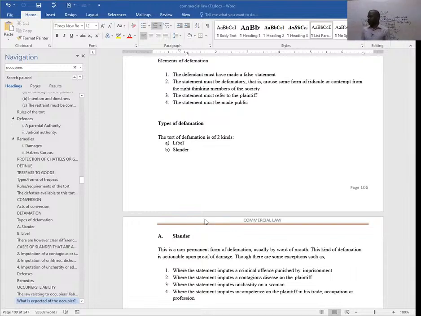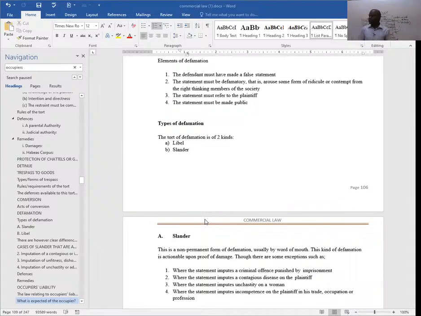This kind of defamation is actionable upon proof of damage, though there are some exceptions. If that defamation is not in permanent form, it is just by word of mouth, there must be a form of proof. So you must produce evidence, maybe a video recording, or something to clearly indicate that someone made that particular statement, because it was just by word of mouth.